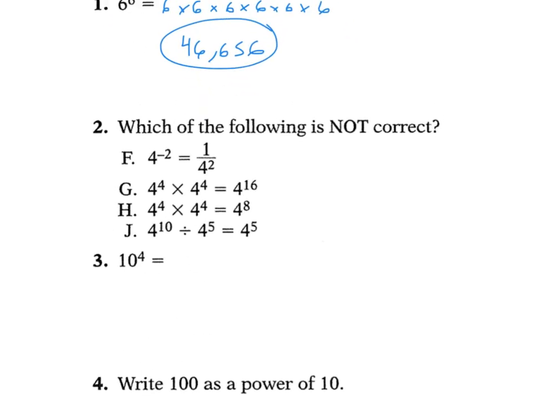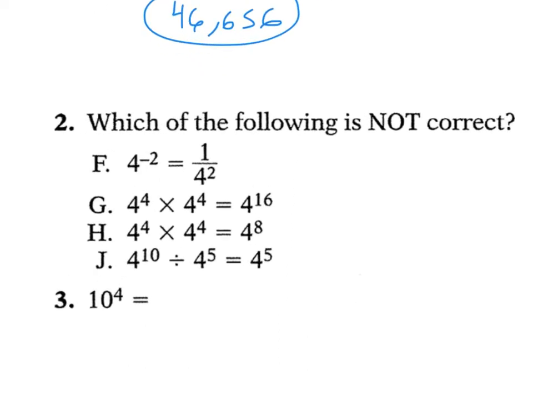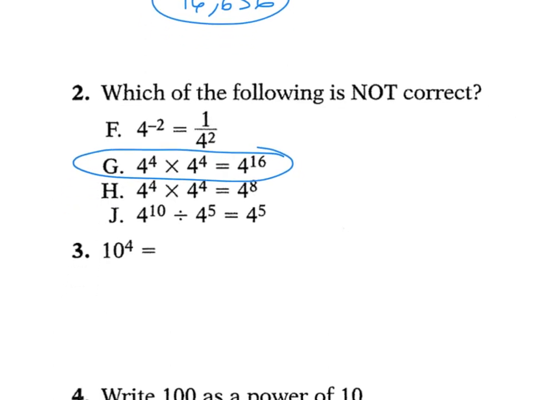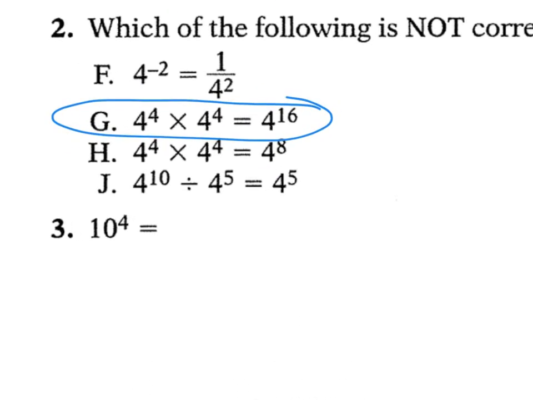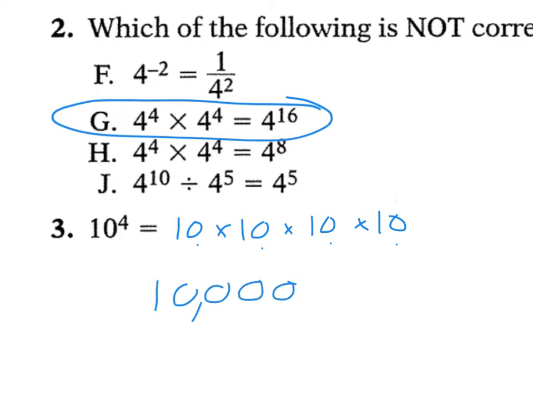Number 2, which of the following is not correct? So F is correct. G, when multiplying two numbers with exponents, we add the exponents together, so G would be the one that's not correct, because here 4 plus 4 would be 8. Number 3, this is saying 10 times 10 times 10 times 10, which this would just be, we would count our zeros, so we have 1, 2, 3, 4, so 10,000.